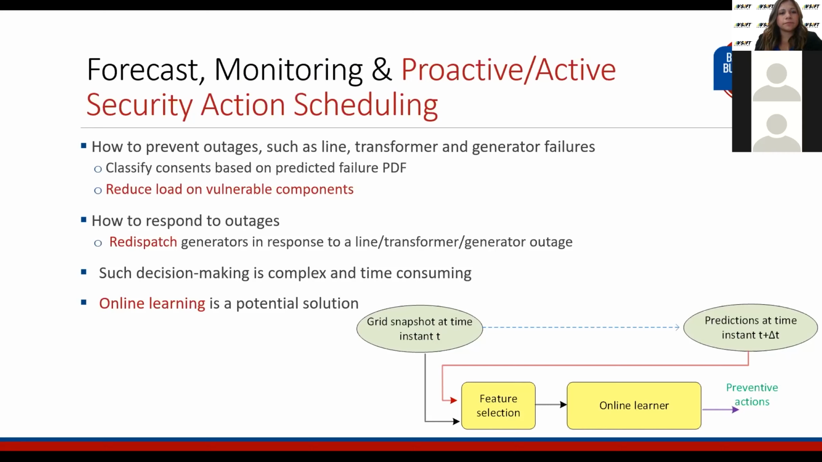Active security decision-making. Sometimes a component fails and you cannot prevent that failure. So the same thing happens. If a component fails, you have a couple of seconds to react and avoid system instability. If you want to solve an optimization problem or a computationally expensive system of nonlinear equations, it takes time. So another possibility is the application of machine learning.